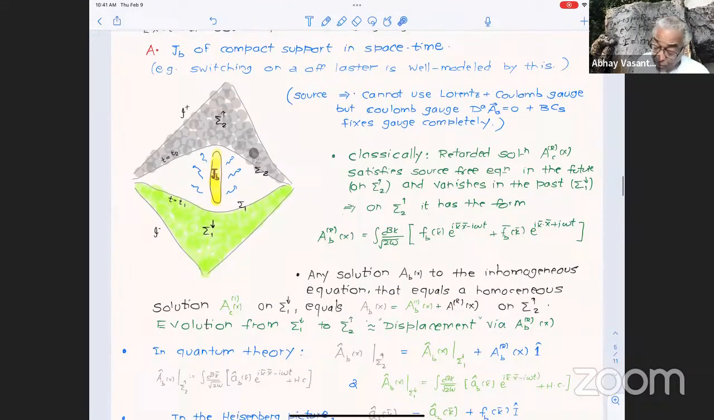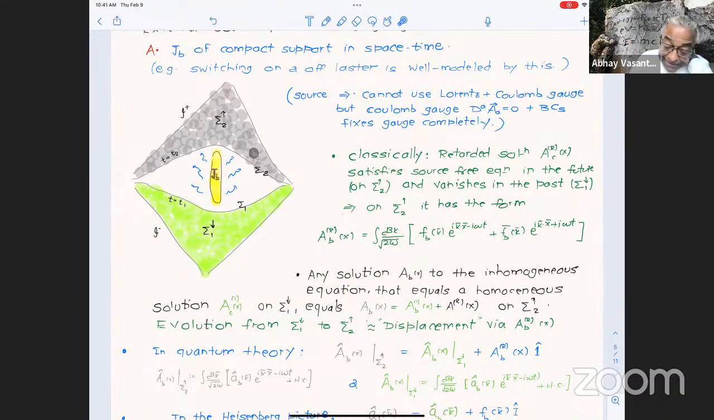Now, classically, we get retarded solutions. And the retarded solution satisfies source-free equations in the future. So what I have done is I have drawn this picture of space-time. I try to be realistic. Our past is all nice and green, and our future is rather gray with all the pollution and everything. So that is just a slight side joke.